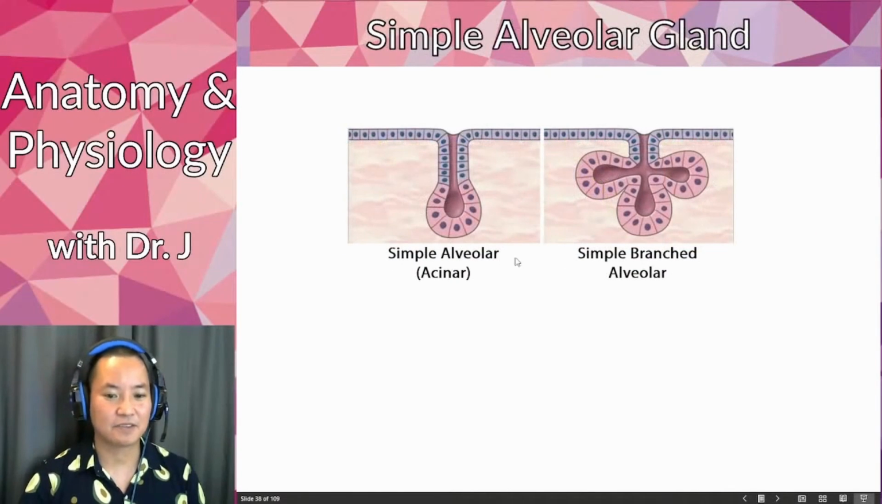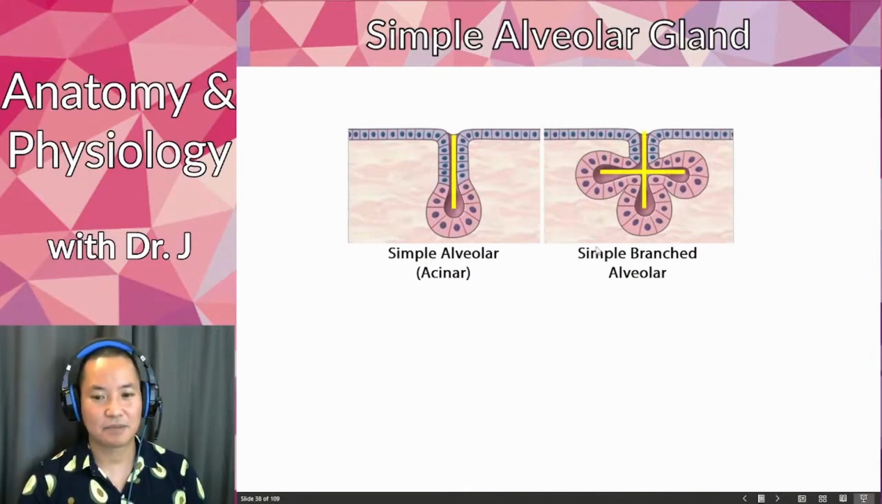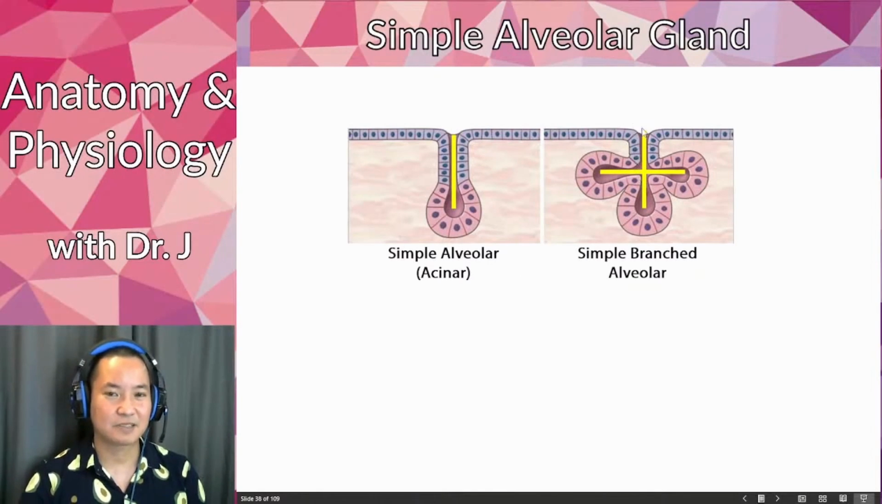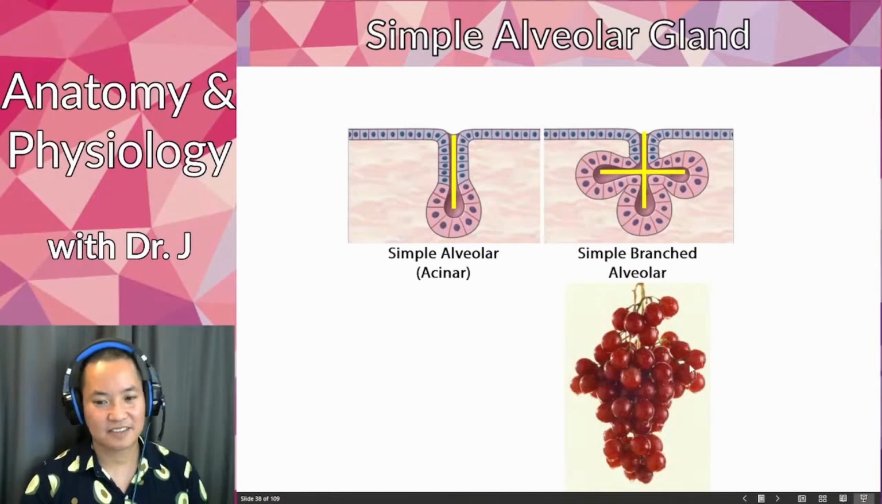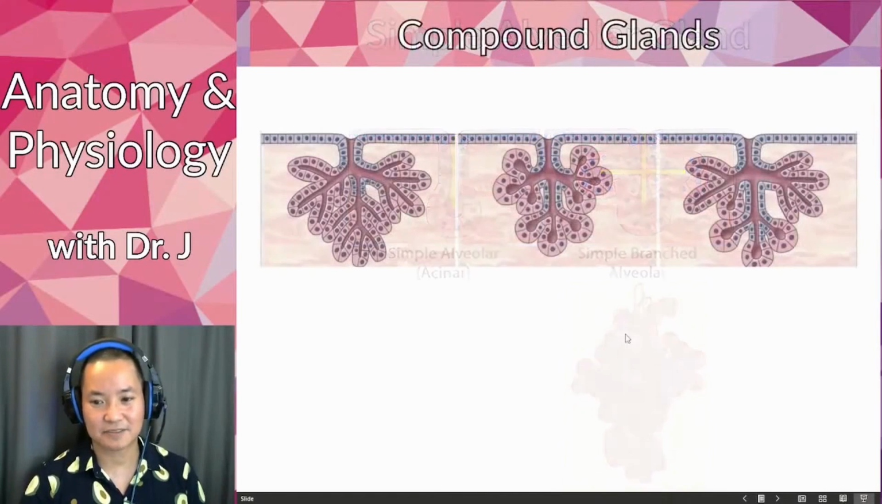Now here we have alveolar. Alveolar is just one round-like structure. And branched, you have multiple structures, but they still share the same passageway. They still share the same opening at the surface. So I like to think of it like a cluster of grapes over here.